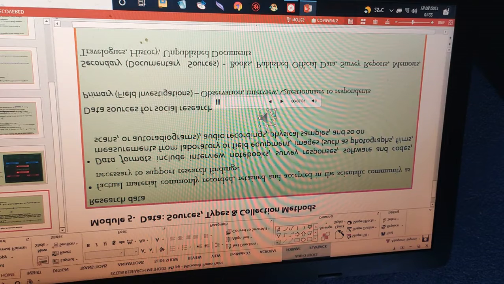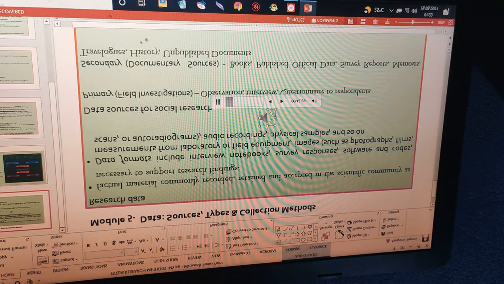Now let's go to data sources, types and methods of collection. Research data. Research data have factual materials. They are commonly recorded. They are materials of fact, commonly recorded, retained by the collector in an acceptable form to the scientific community, so that it can support your research findings. In other words, your research findings must be evidence-based, and to get the evidence, you must collect data.